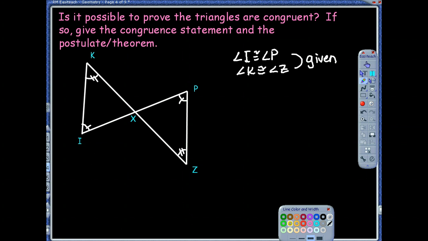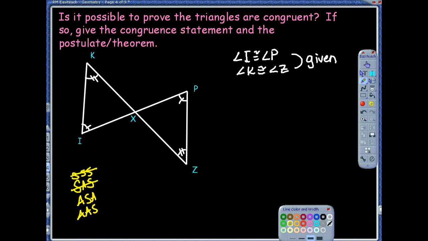Okay, so if we go through and start listing some of our reasons, we had side-angle-side, side-side-side, side-side-angle, side-angle-side, angle-side-angle, and angle-angle-side. Now, I already have two angles, so I know it's not going to be side-side-side or side-angle-side. So I know I need a side.